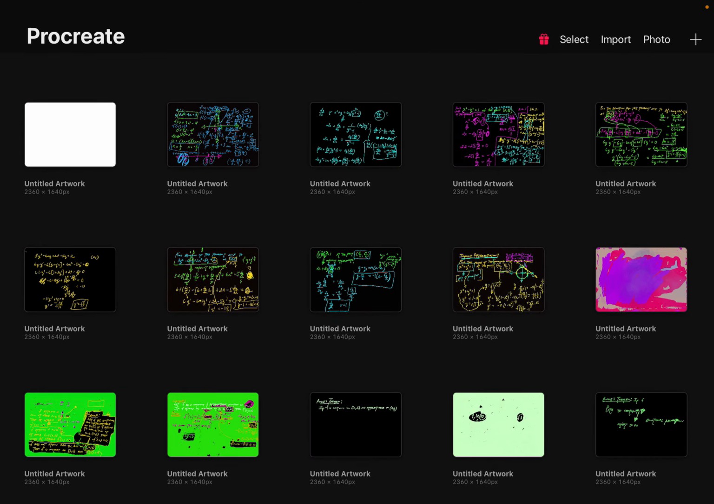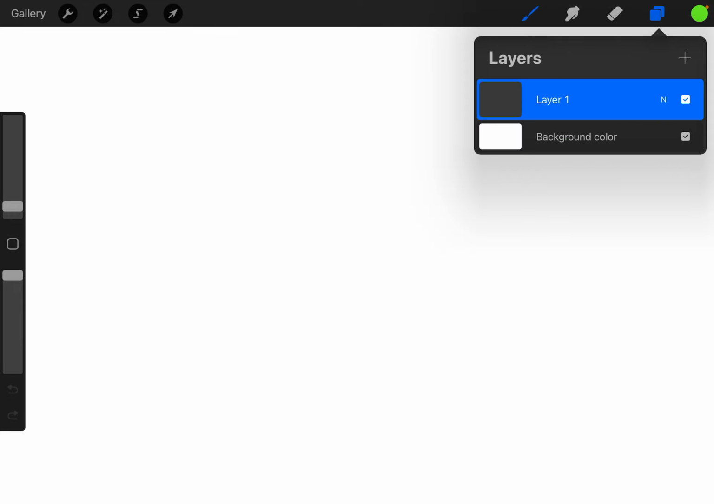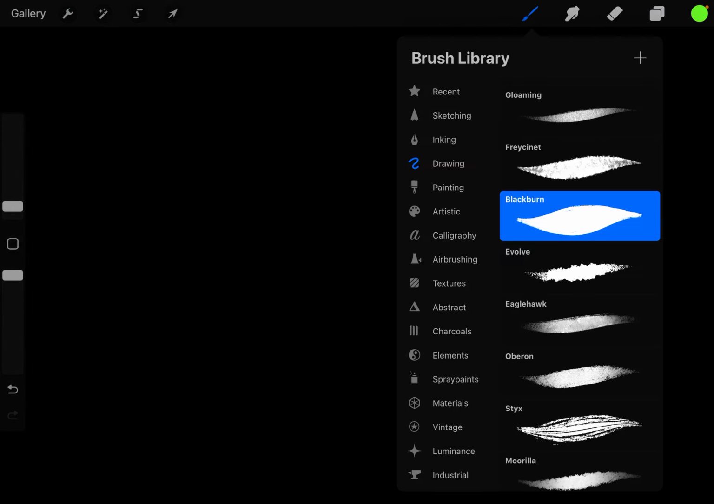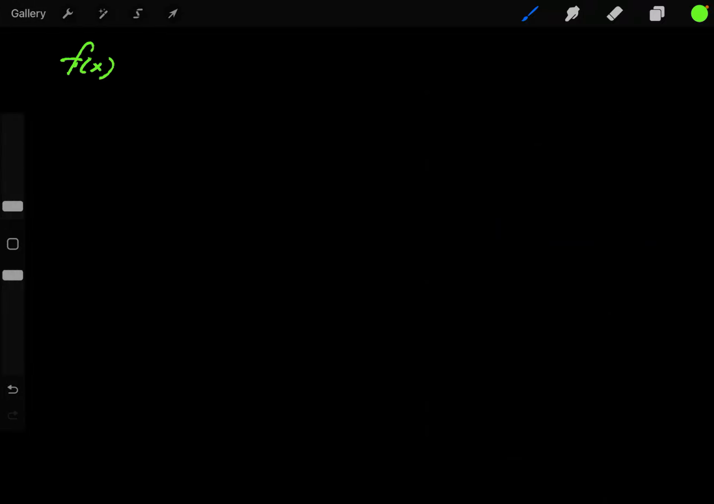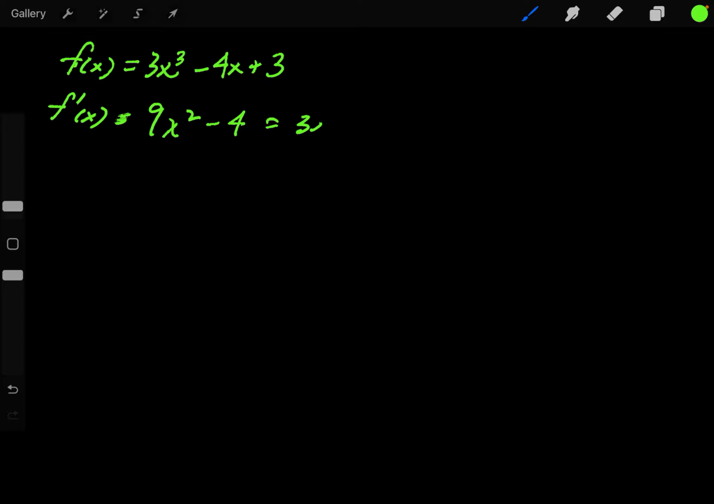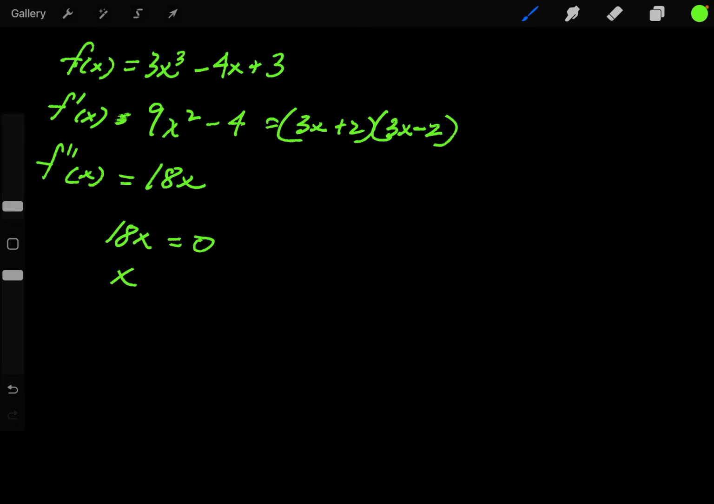So let's go and get a new piece of paper, and let's just go back and forth between these two. So I have, again, let's write my function. My original f of x is 3x cubed minus 4x plus 3. And I want concavity now. So my first derivative is 9x squared minus 4, which is the same thing as 3x plus 2 times 3x minus 2. And then I'm going to take the second derivative. I differentiate this, I'm going to get 18x. And that's my second derivative. I set my second derivative equal to 0. And I get that x equals 0.